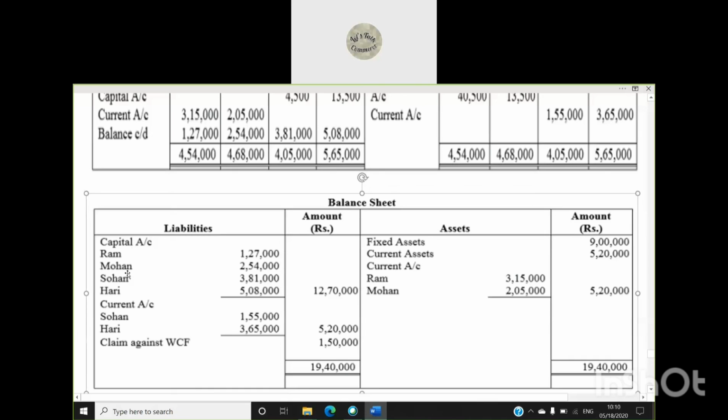Capital accounts of Ram, Mohan, Sohan and Hari, balance carried down, we have written. Current account balances we have written. And the claim against the workmen compensation fund. We need to pay this claim in the future. This claim is 1,50,000, so that will be entered on the liability side. Now we will total both the liability side and the asset side. The total is coming equal. This way we will be doing the adjustment of capital.